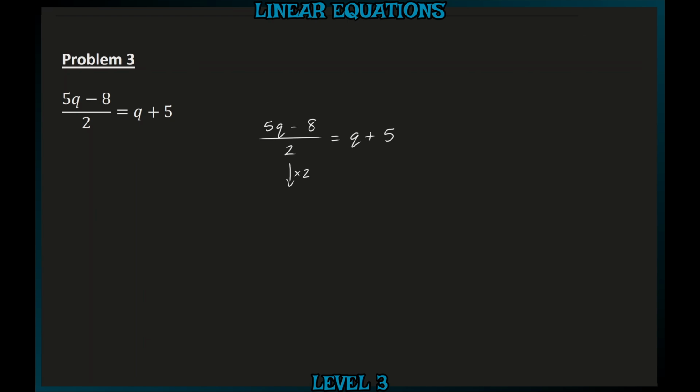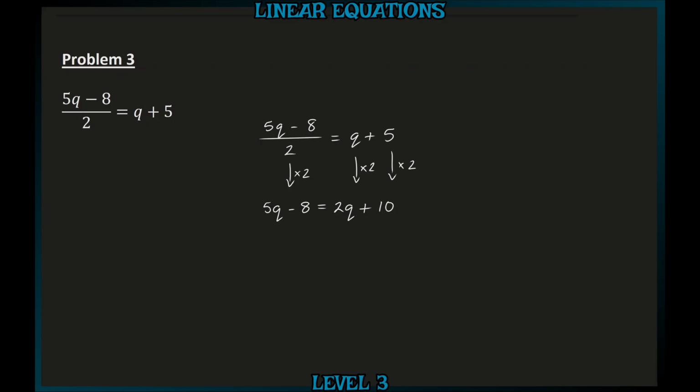Now when we multiply an equation, we need to multiply everything. So this means that we need to multiply q by 2, and it also means we need to multiply 5 by 2. So on the left, the divide by 2 and the times by 2 cancel out, which just leaves us with 5q - 8. And on the right, we're left with 2 times q, which is 2q, and 5 times 2, which is 10.